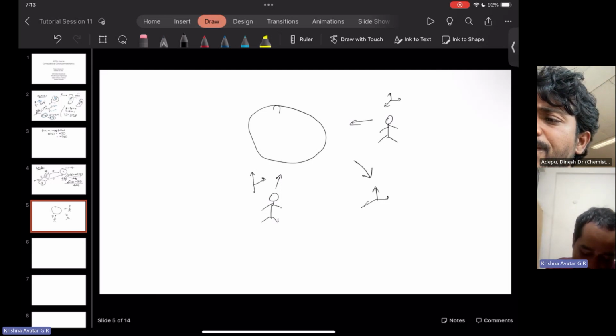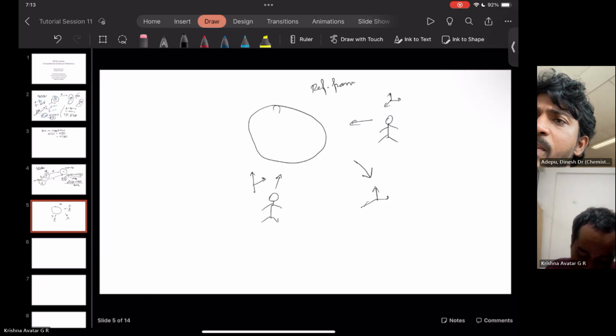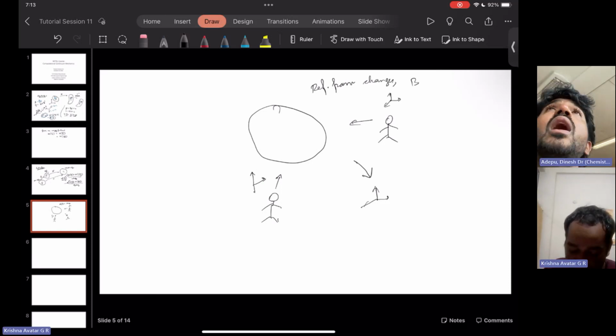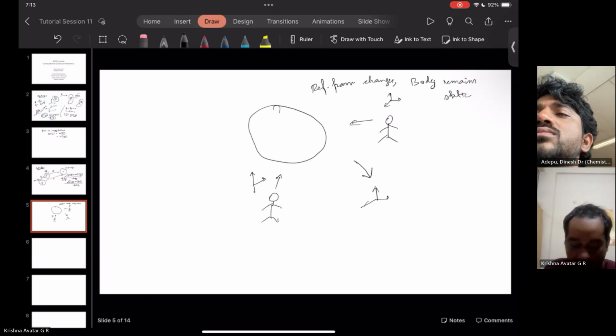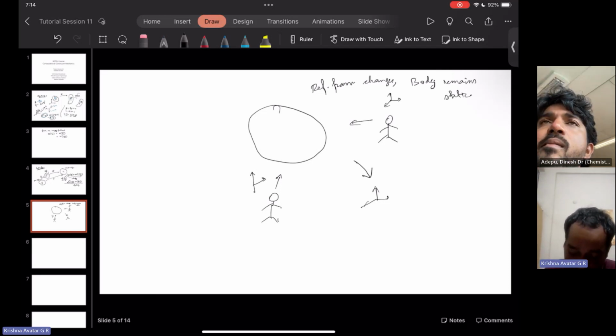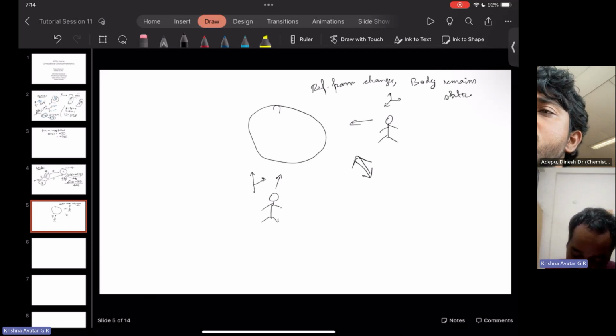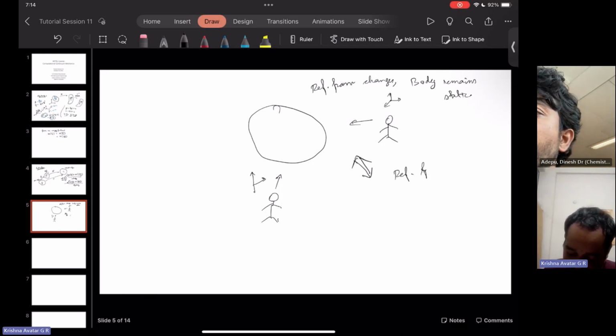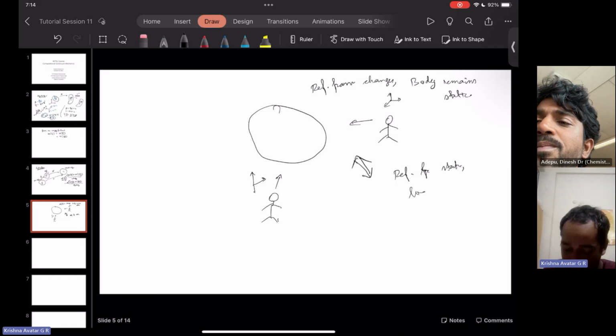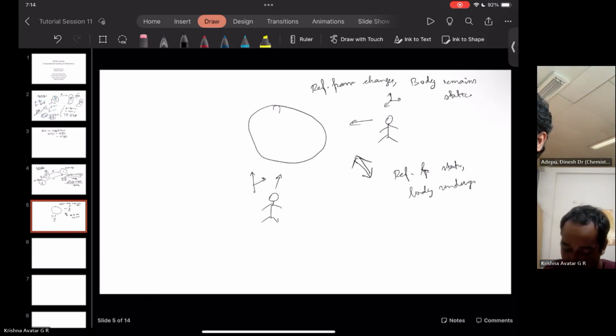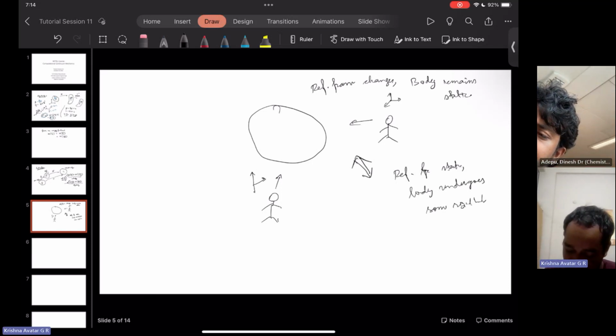In this case, the reference frame is changing and the body remains at the same place, static. In the other case, it's equivalent: the reference frame is static and the body changes, or undergoes some rigid body motion. So they are equivalent statements.